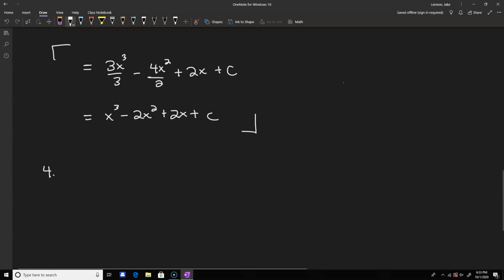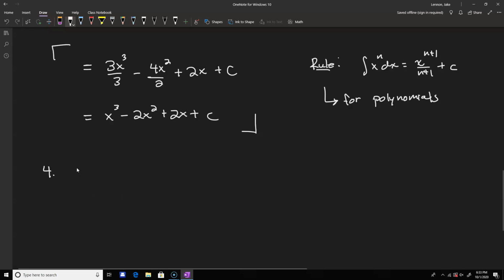So basically the rule there is the integral of x to the n dx is x to the n plus 1 over n plus 1 plus a constant. This is for polynomials. You can't try and use this rule for other functions, right? The rules are very specific to which type of function you have.